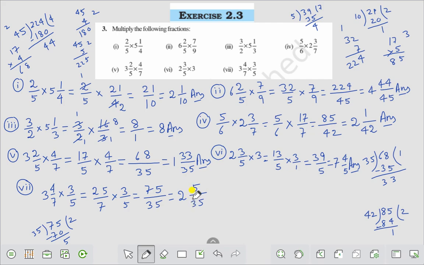Or you can reduce it into lowest terms, that is 5 1s are 5 and 5 7s are 35. That will be equal to 2 whole 1 by 7. Right? Now, these are the solutions of question number 3 of exercise 2.3.